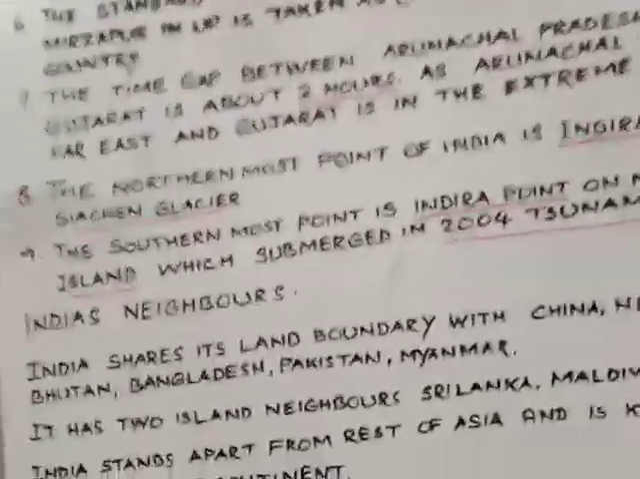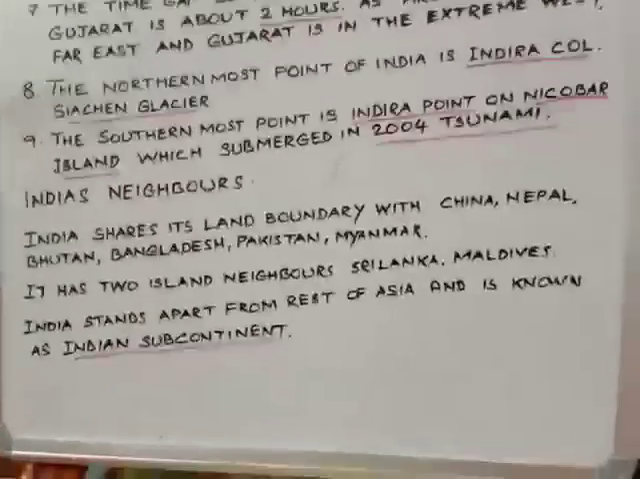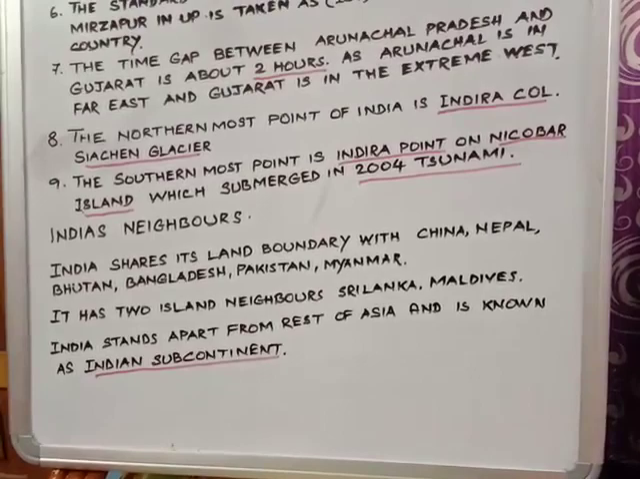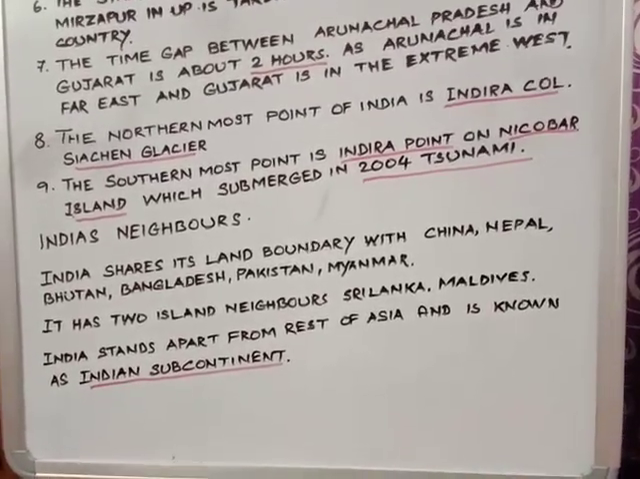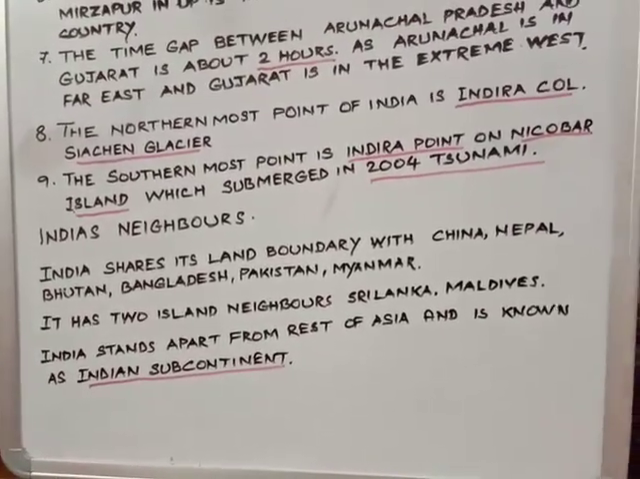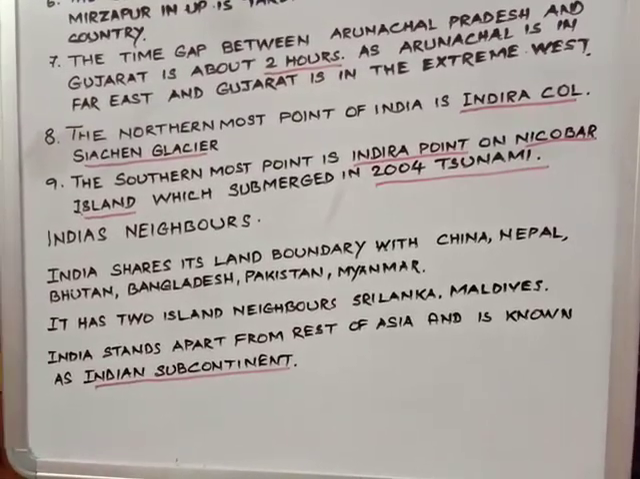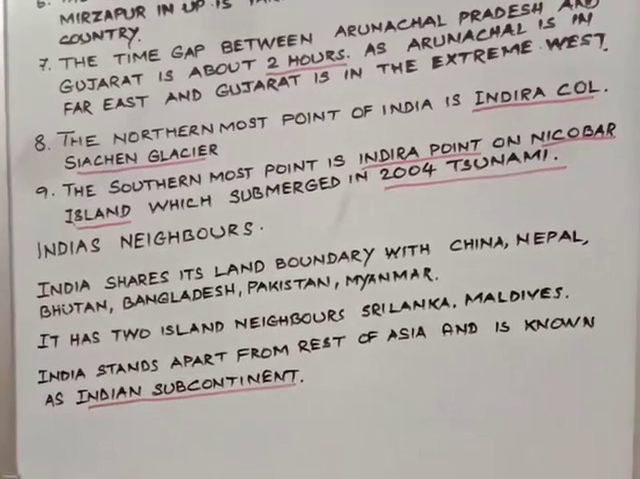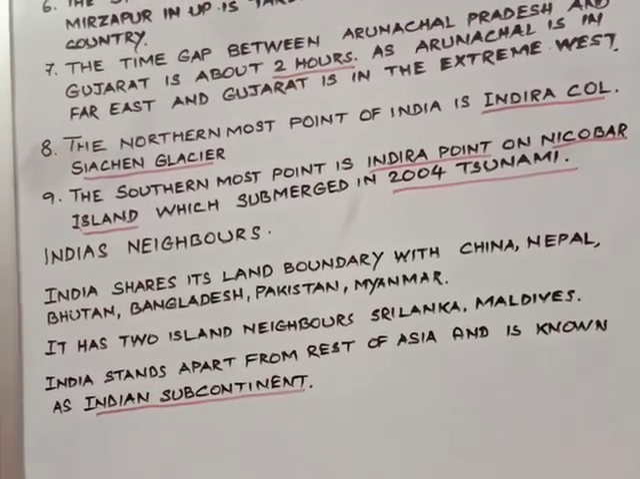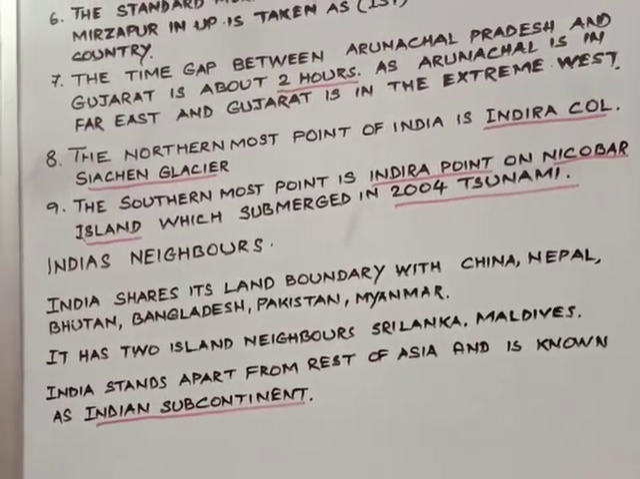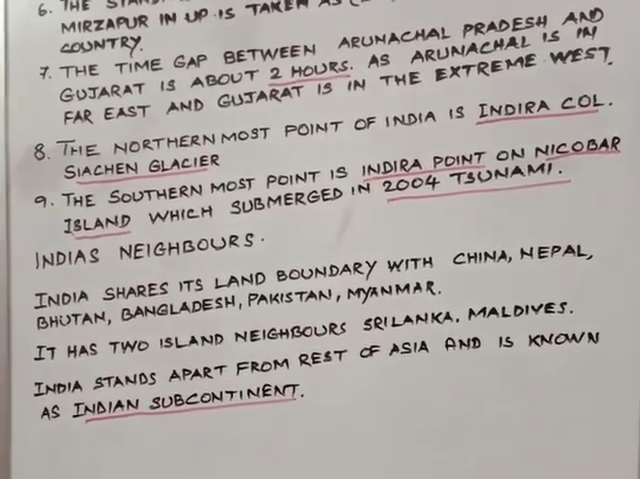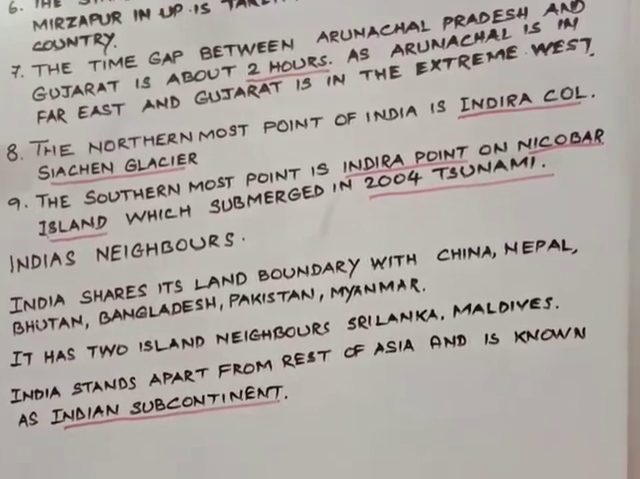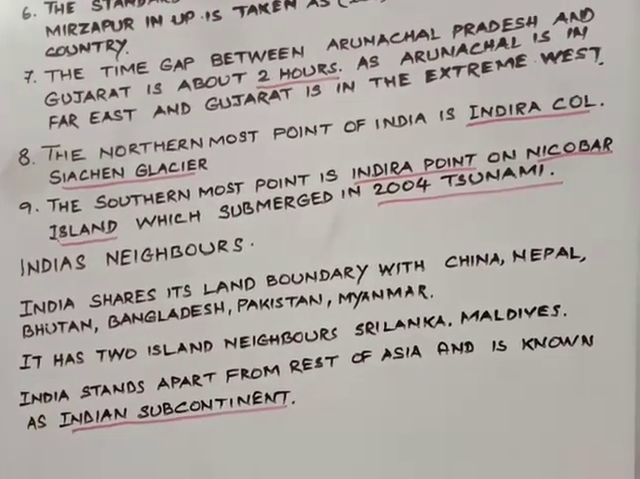Next, we come to India's neighbors. Now, who are our neighboring countries? If you see in the map, the neighboring countries are China, Nepal, Bhutan, Bangladesh, Pakistan and Myanmar. These are the countries which have land boundaries with us. And we have island countries also nearby, and they are Sri Lanka and Maldives.